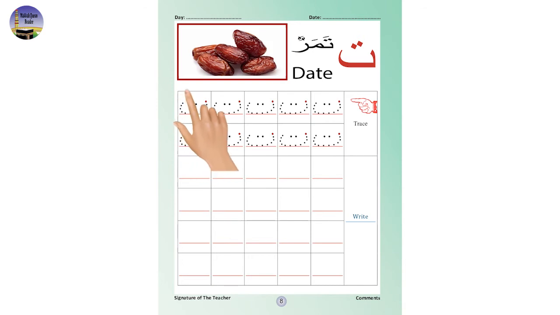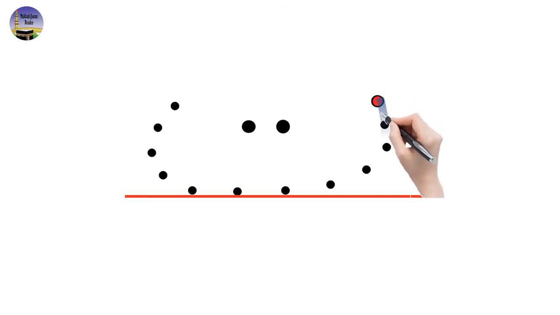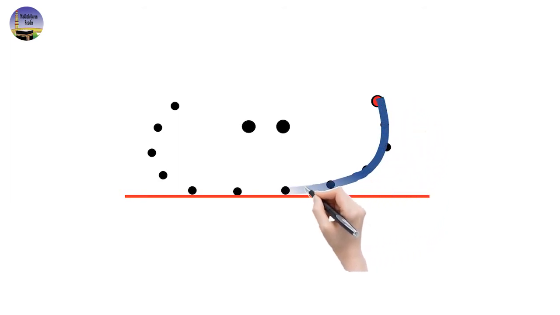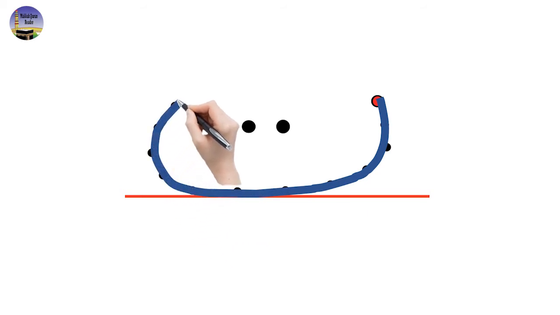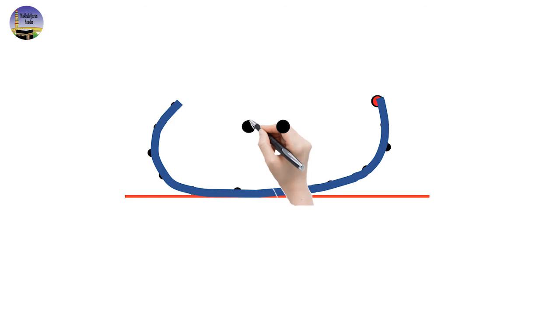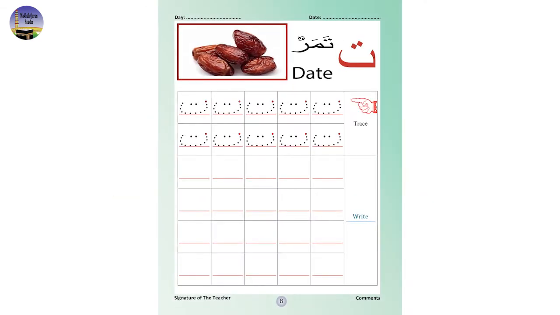Arabic starts from the right side. Start from the red dot, make a curve, go left, touch the red line, make another curve, and give 2 dots above the letter. Ta. Ta for tamarun. Tamarun means date.